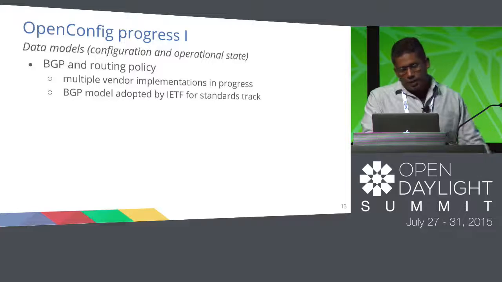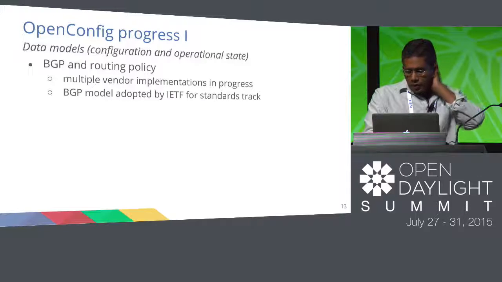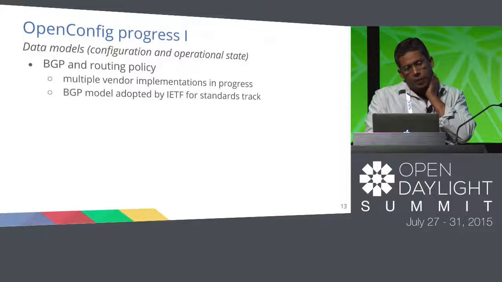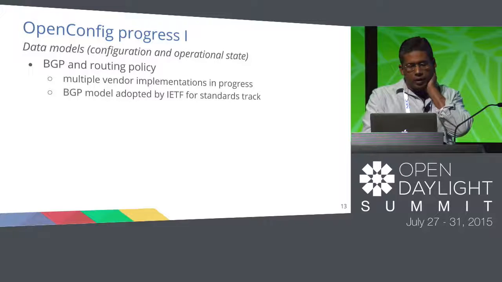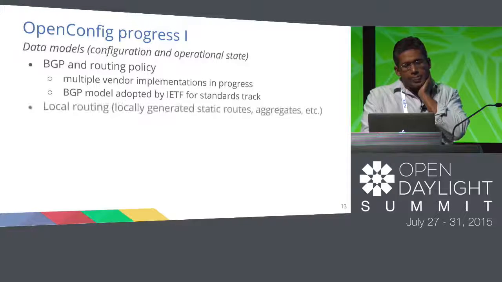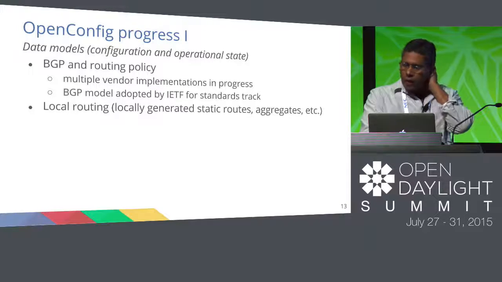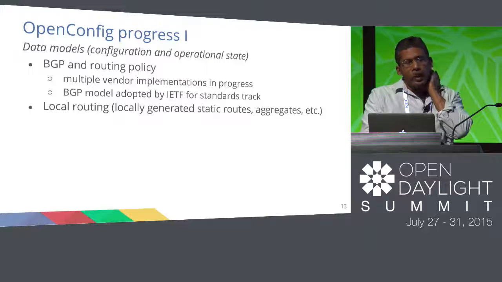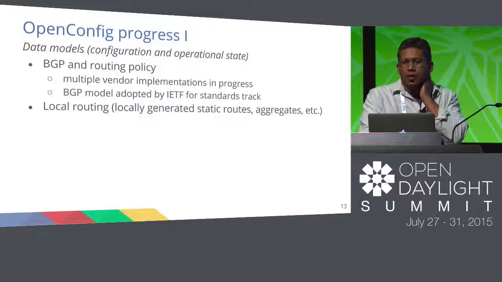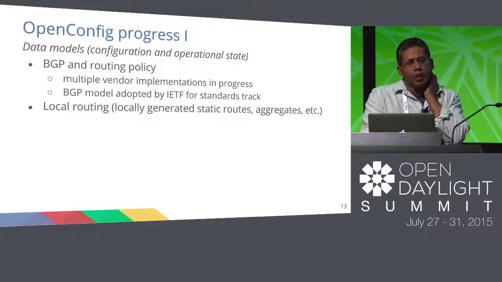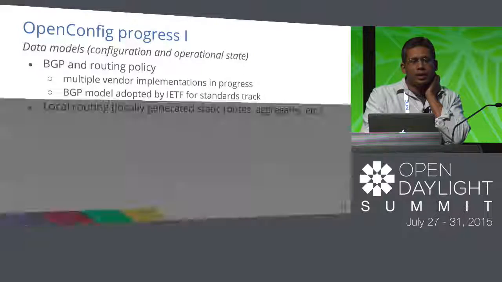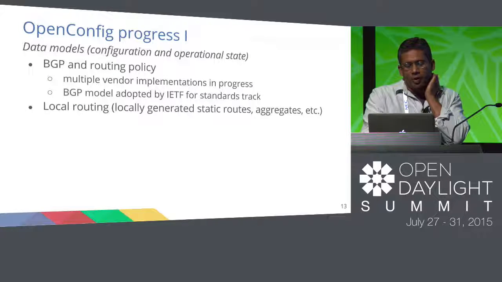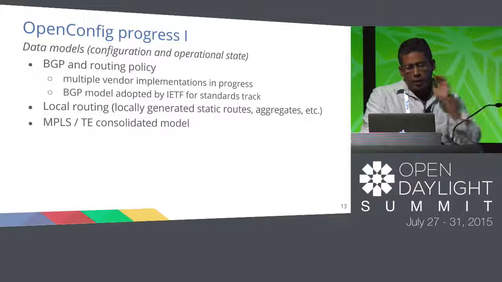OK, great. So Jeff Tansur is the co-chair of the routing working group in IETF, and that's where the routing policy model has been published. We have a model for local routing. So things like static routes, aggregate routes, locally generated routes matter to people, and we use them in our networks, and we need a model for them. So we have a model for that we've published, also in the routing working group.